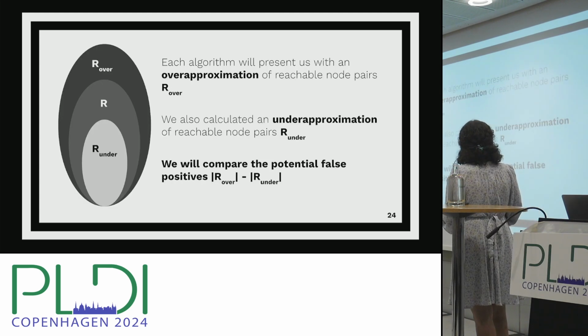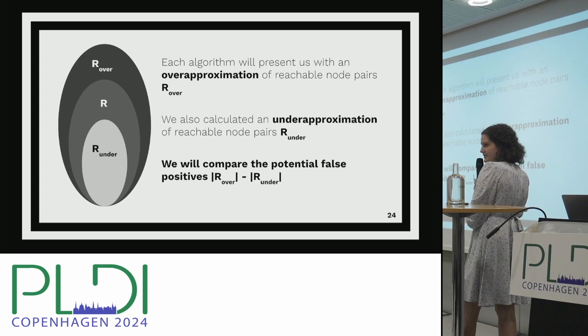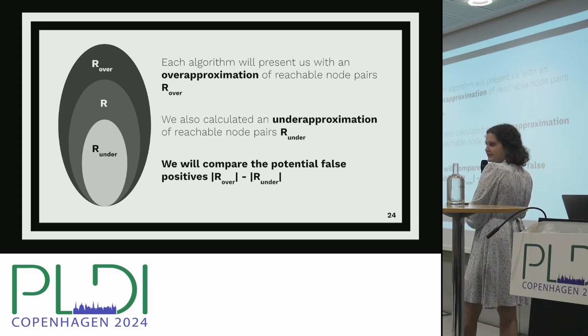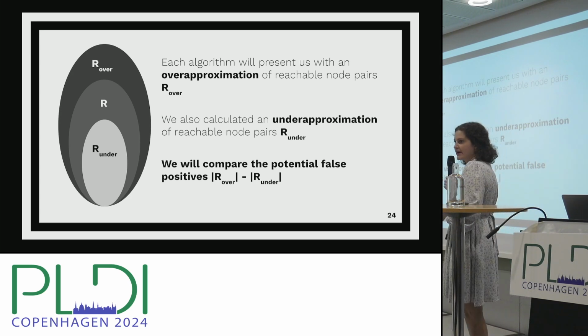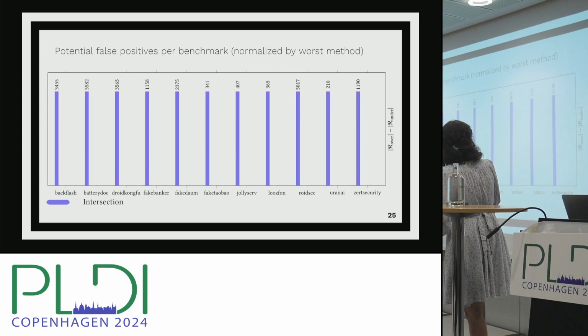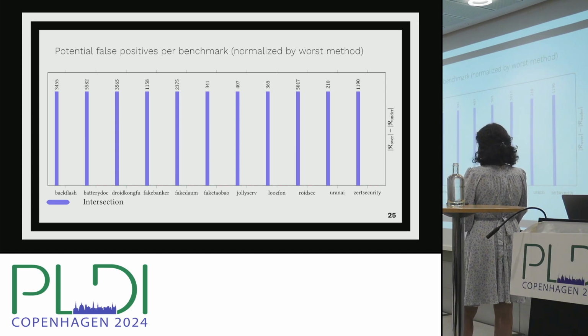So what we're going to do here is run these algorithms, and each of them is going to present us with an overapproximation, and I'm going to be plotting the number of potential false positives. It's potential because I'm comparing it with an underapproximation, because we don't have the exact number, because it's undecidable. So this is what it's going to look like. I have all these benchmarks, and these are the potential false positives normalized by the worst method.